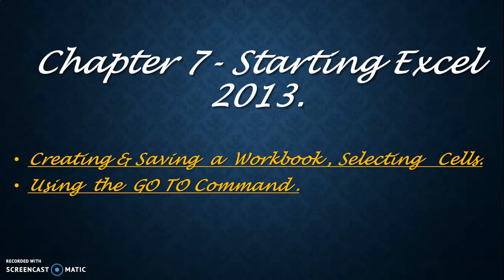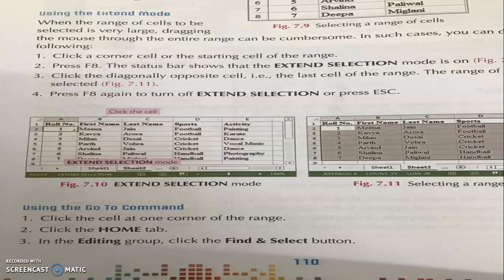In the first video, we learned how to create a new workbook, save that workbook, and select cells. We learned how to select a cell using the mouse. Now we are going to learn about using the Go To command, or Go To method.